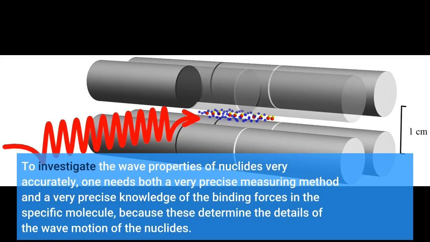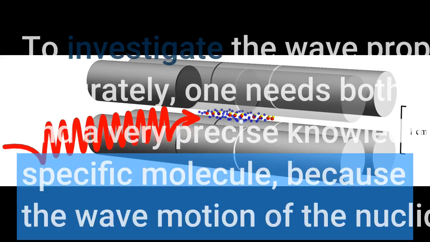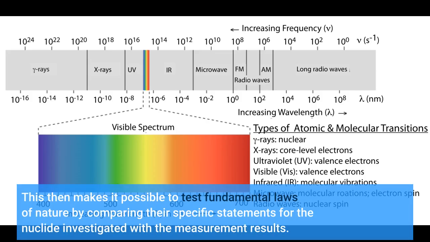To investigate the wave properties of nuclides very accurately, one needs both a very precise measuring method and a very precise knowledge of the binding forces in the specific molecule, because these determine the details of the wave motion of the nuclides. This then makes it possible to test fundamental laws of nature by comparing their specific statements for the nuclide investigated with the measurement results.